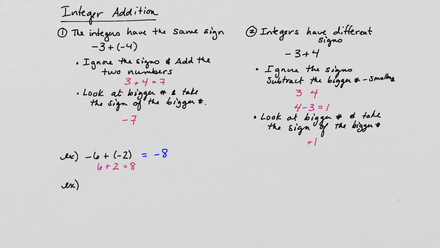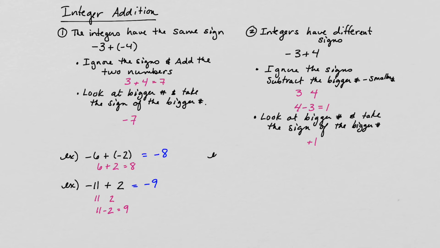Here's another one. What about negative 11 plus 2? So again, this time I have a negative number and I have a positive number. So in this case, we're going to do that subtraction. My numbers are 11 and 2. So we're going to do 11 minus 2, the bigger minus the smaller, and that is 9. And then if I look, 11 is the bigger number here. 11 was negative, so my answer is going to be negative 9.